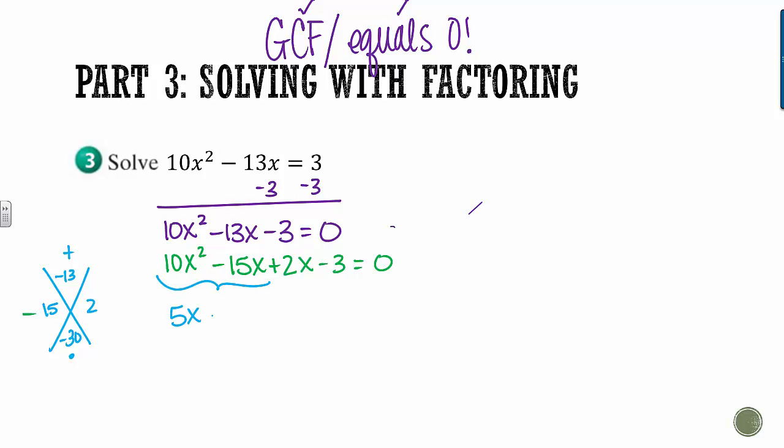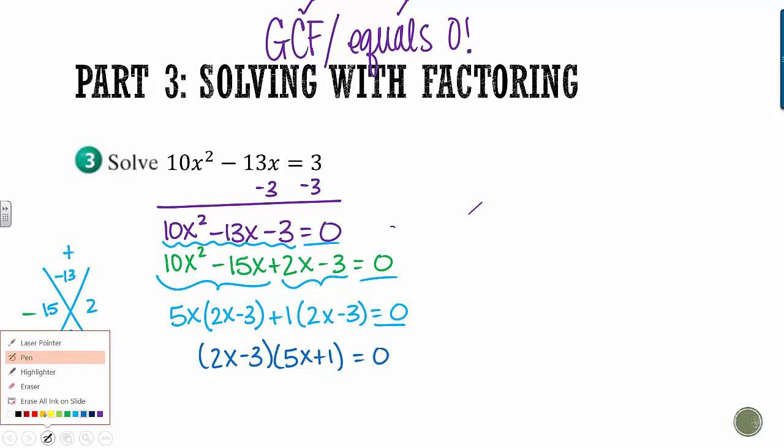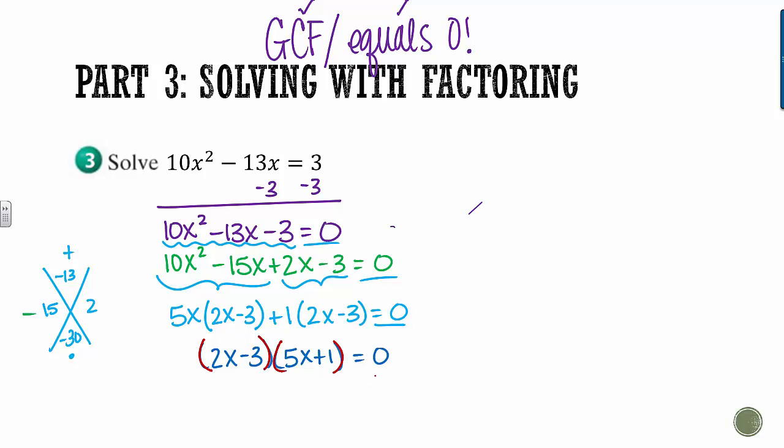So these guys have a 5x in common, and then I'm left with 2x minus 3. These guys have a 1 in common, and I'm left with 2x minus 3. And remember, this equation equals 0 the entire time. That's not changing. We're just changing the way that we're writing this equation. So then we can factor out the 2x minus 3, and we're left with 5x plus 1. And now that we finally have two things multiplied together, this 2x minus 3 and the 5x plus 1, and they equal 0, we can split them up and set them both equal to 0.